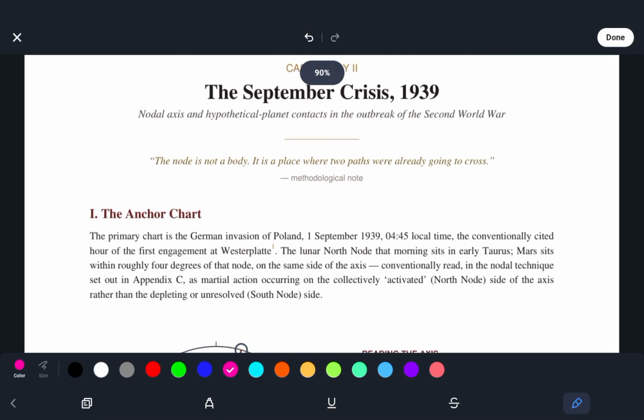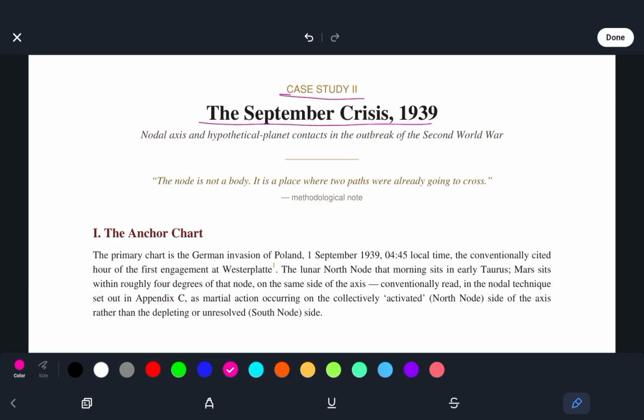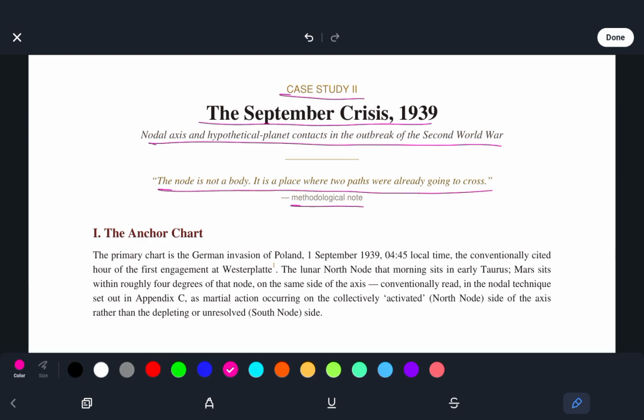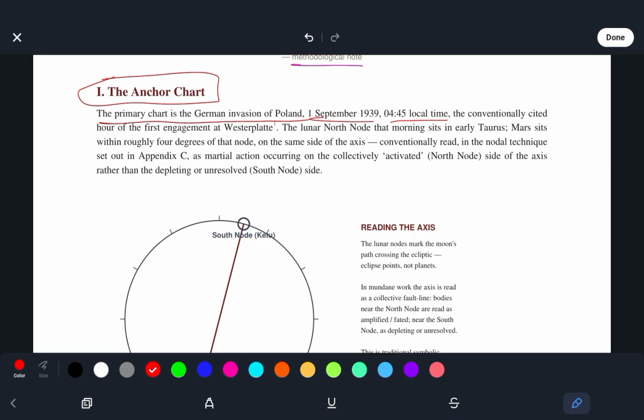Here is the case study for the September crises, 1939: nodal axes and hypothetical planet contacts in the outbreak of the Second World War. The node is not a body, it is a place where two paths are already crossing. So here is the anchor chart. Primary chart of the German invasion of Poland, September 1st, 1939 at 4:45 local time, the conventionally cited hour of the first engagement at Westerplatte.